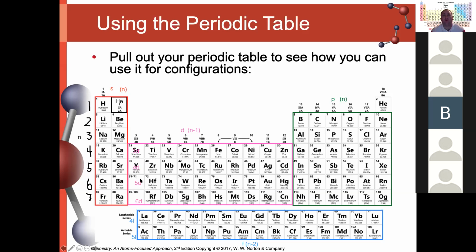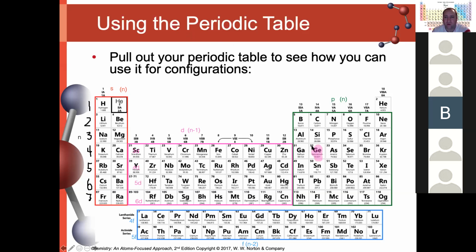Now, how do we use the periodic table to build configurations? Well, it's simple. We always start at the top. We always start with the lowest energy, and we build and build and build and build until we get to where we're going. So just as an example here, let's look at germanium here real quick.